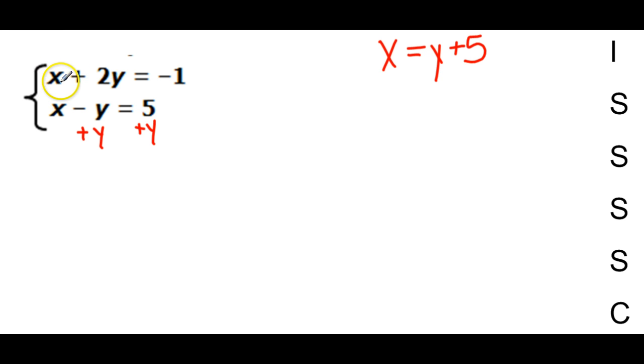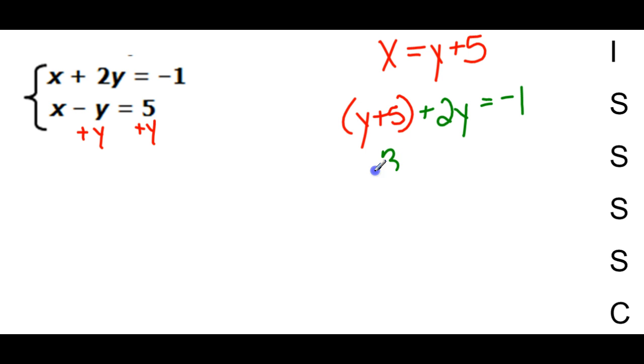Take the x out and put y plus 5 in its spot. So y plus 5 is going to go here. Y plus 5 is going to go there where the x was, and the rest of the equation stays the same. And you see now I have one equation with one variable. I can solve this. Ready?